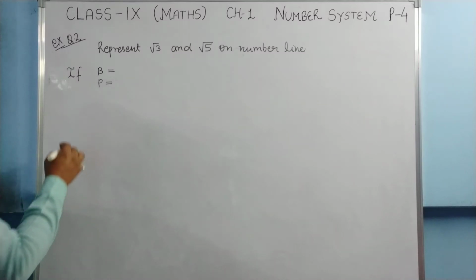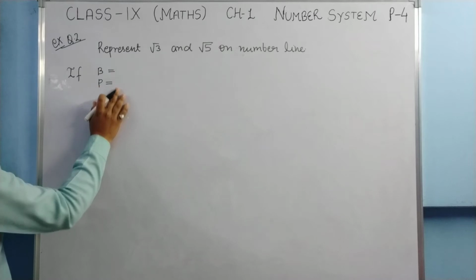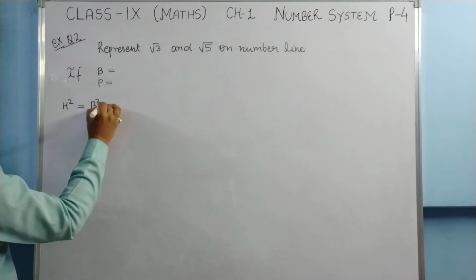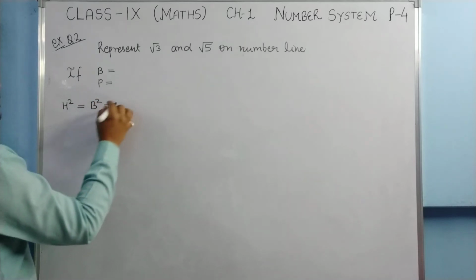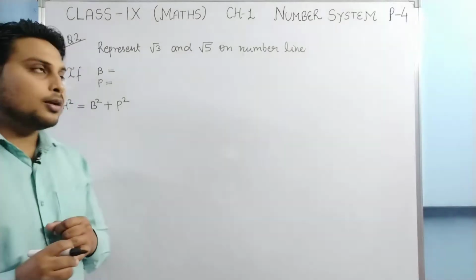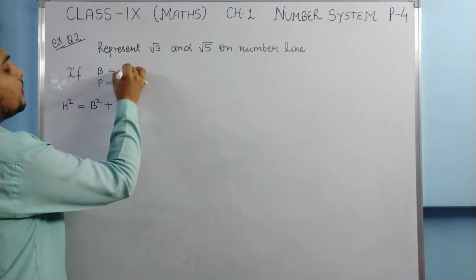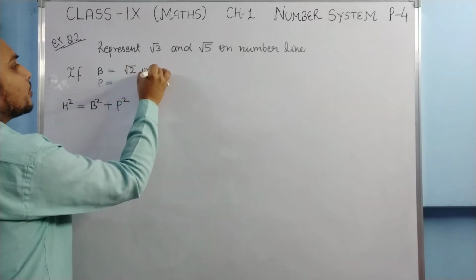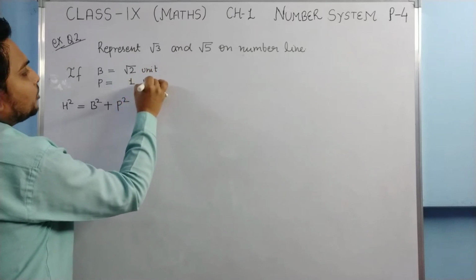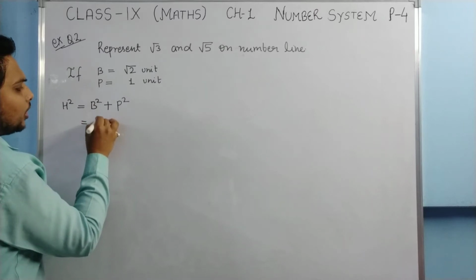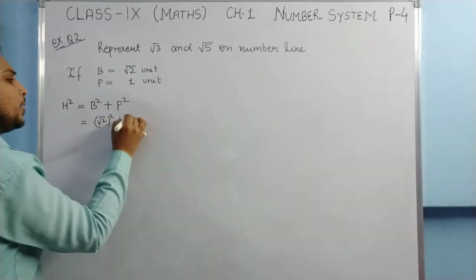So what values of base and perpendicular should we take, so that the value of hypotenuse we get is under root 3? Okay, let us see. See students, if we take base as under root 2 units and perpendicular as 1 unit, then see what will happen. Base is under root 2, so under root 2 square, perpendicular is what?